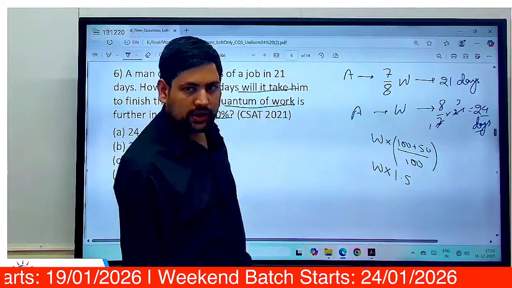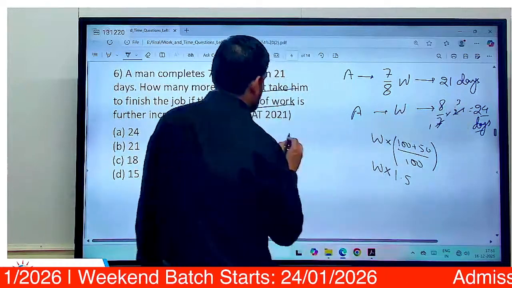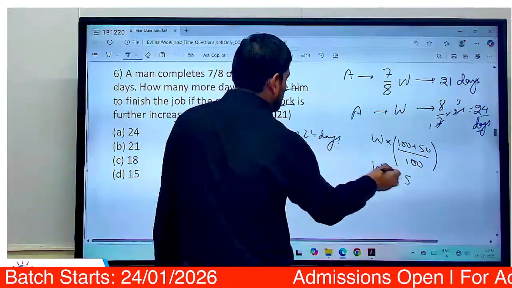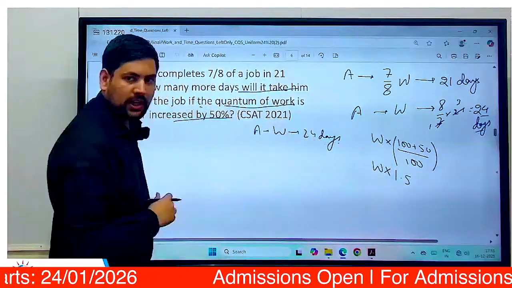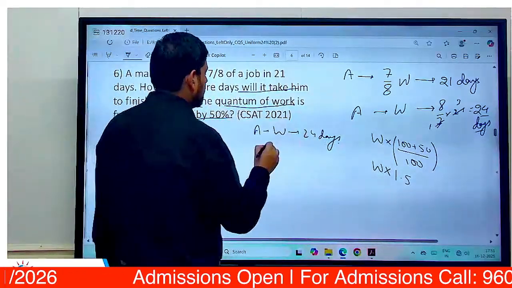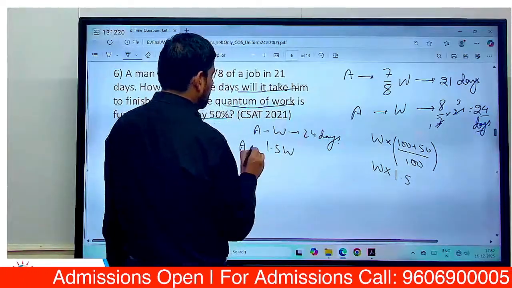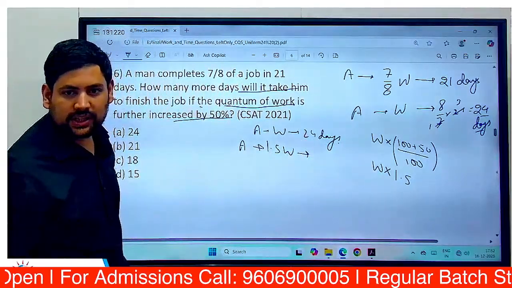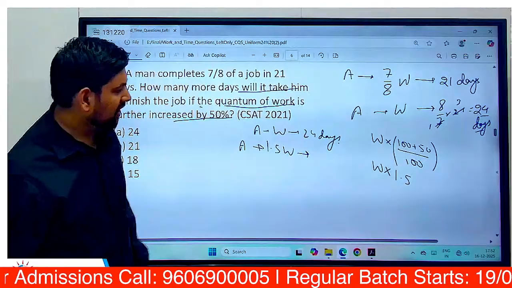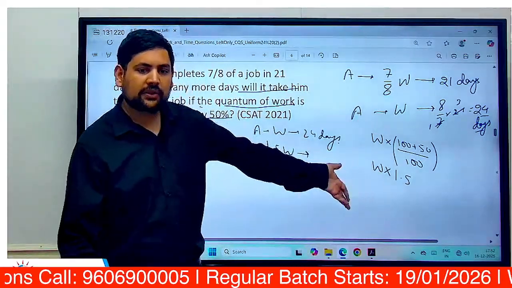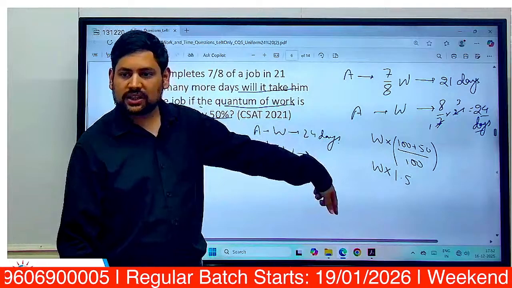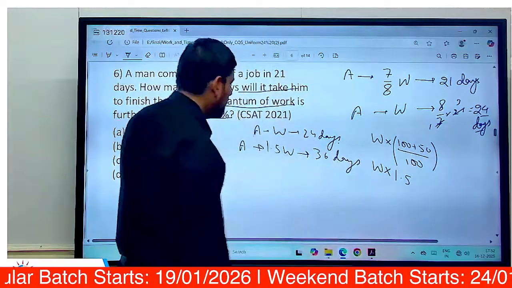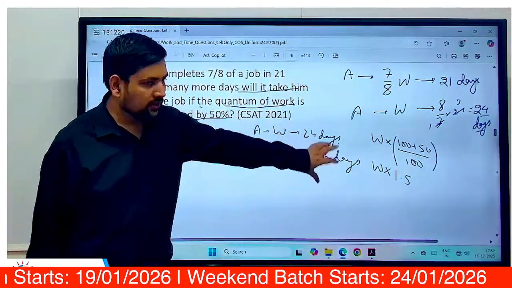Correct? This I want. Now, the equation is W work is done by A in 24 days. Now, if I want 1.5 to be multiplied here, I will have to multiply here also. So 1.5 W. A will do 1.5 W work in how many days? 24 into 1.5. What will that be? 36. 24 plus half of 24. Half of 24 is 12. 24 plus 12 is 36. So this is 36 days. That means A can do this 1.5 W work in 36 days.